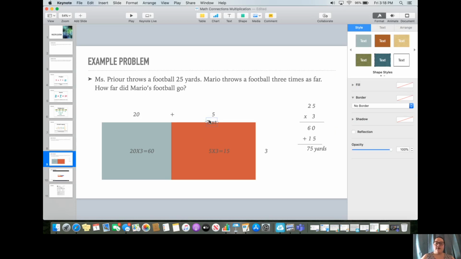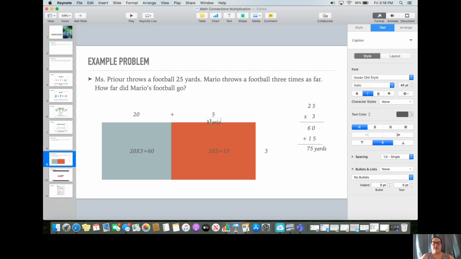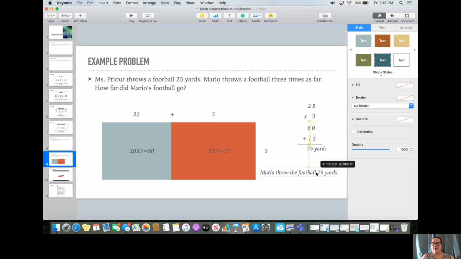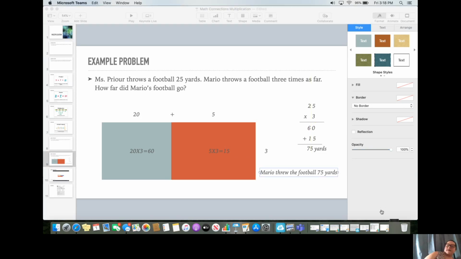And I would even go as far to say Mario threw the football 75 yards. If we wanted to check our answer, how would we do that? The opposite operation. So let me erase my board. Let's do the opposite operation. We multiplied, so what is the opposite operation? Division.